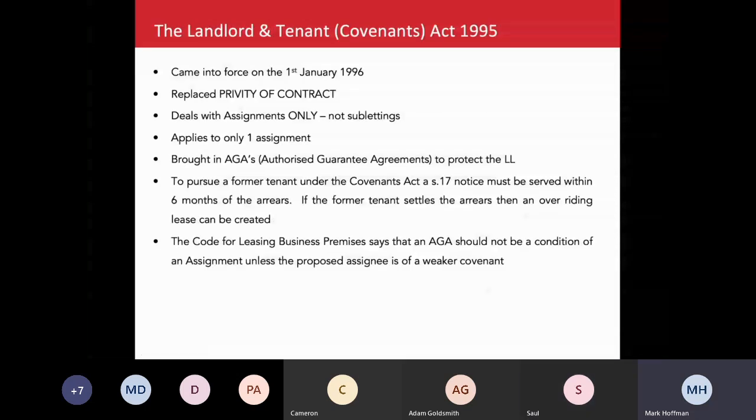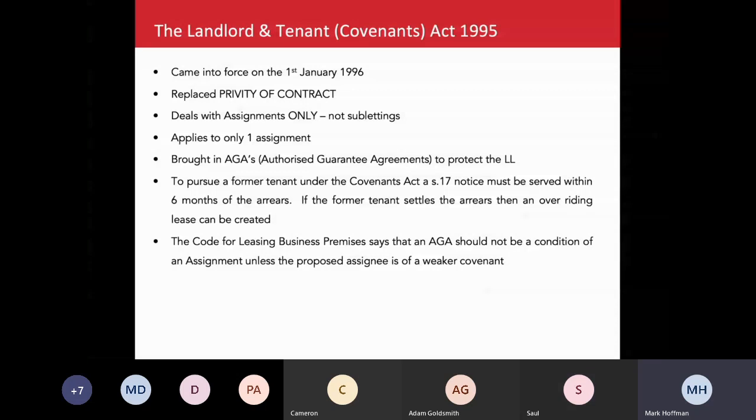Right, just a little bit more information on the Covenants Act of 1995. Let me just put my little puppy down because he's getting quite heavy. You have to go down, mister. See, some of you have little kids to worry about. I've got little puppies.